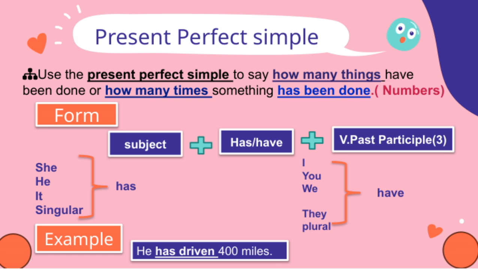Now moving to the grammatical structure, the present perfect simple combines have or has with the past participle of the main verb. For example, have watched, has eaten, or have gone. This tense is especially useful when we want to talk about how many times something has been done or how many things have happened, often highlighting the number of times or actions completed. For example, I have seen that movie 3 times, or they have visited 5 countries. Remember, the key point here is that the present perfect simple helps us connect past actions with the present, often emphasizing the number of times something has occurred or been done.